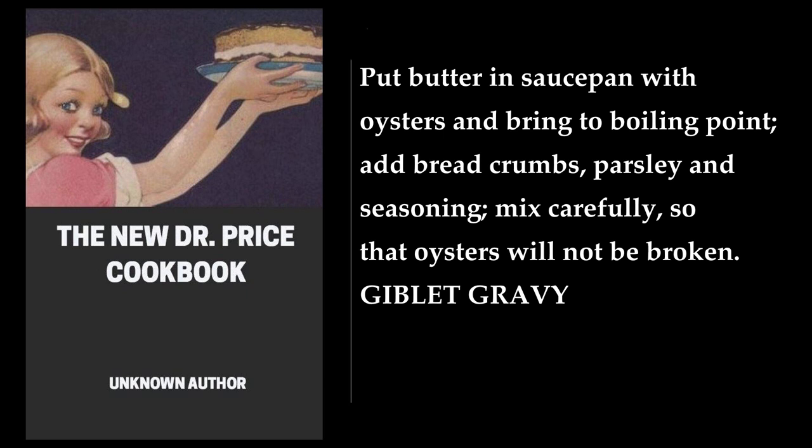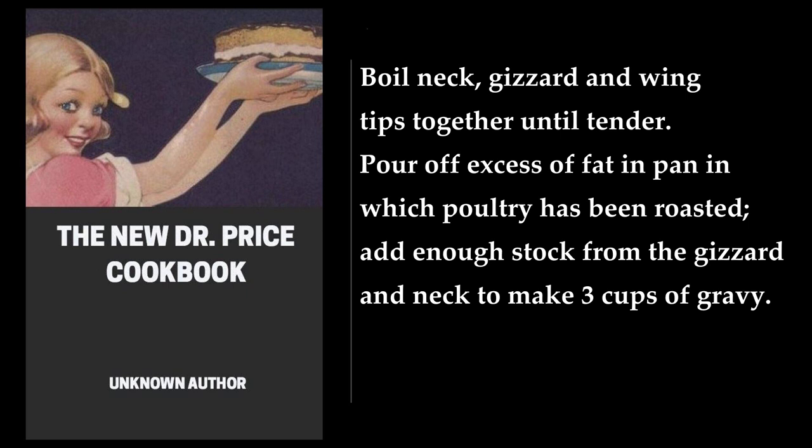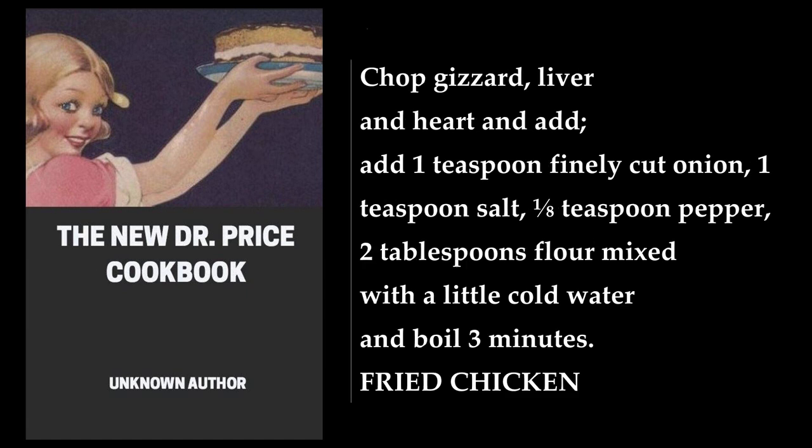Giblet gravy. Boil neck, gizzard and wing tips together until tender. Pour off excess of fat in pan in which poultry has been roasted, add enough stock from the gizzard and neck to make 3 cups of gravy. Chop gizzard, liver and heart and add. Add 1 teaspoon finely cut onion, 1 teaspoon salt, 1/8 teaspoon pepper, 2 tablespoons flour mixed with a little cold water and boil 3 minutes.